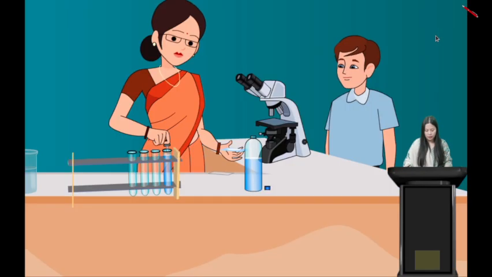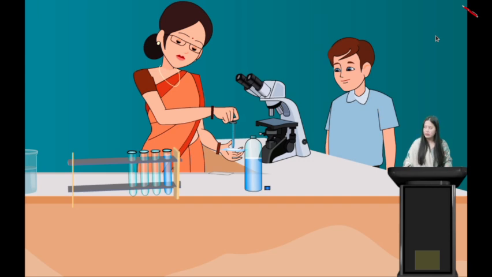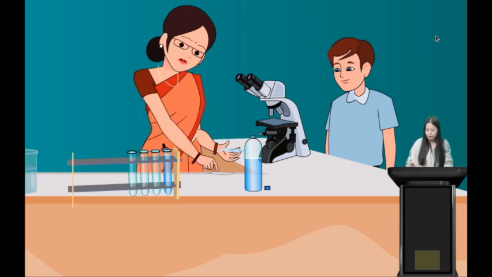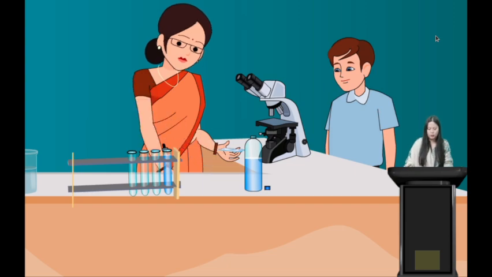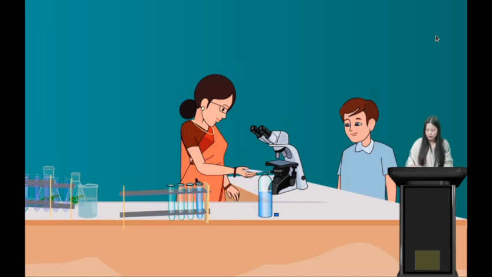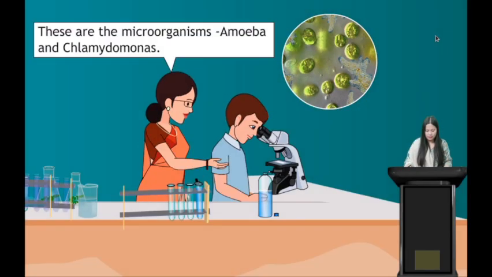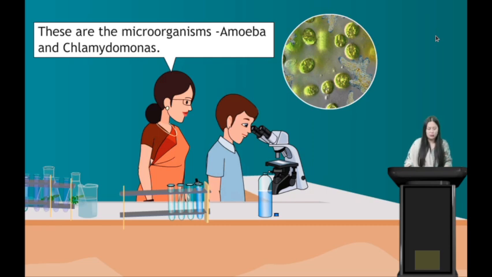So let us see. They took some water from the pond and brought it to the lab. Now the teacher took a small amount of the pond water and put it on a glass slide. Again they are going to observe this under a microscope. So here we see some structures. The teacher also allowed the student to observe in the microscope.